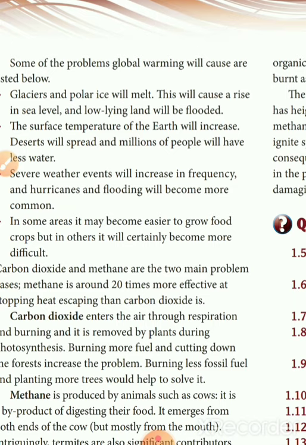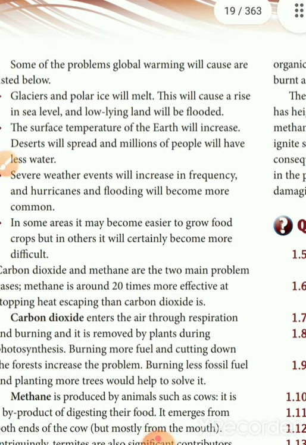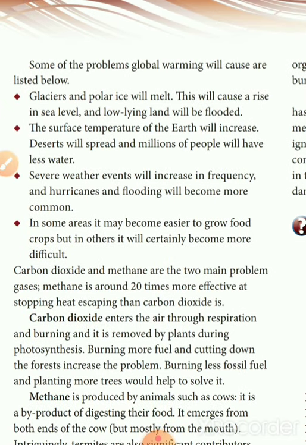So simply, we face loss of human lives. We face loss of the human economy, and flooding is obviously a bad thing. Next is the surface area. The surface temperature of Earth will increase.